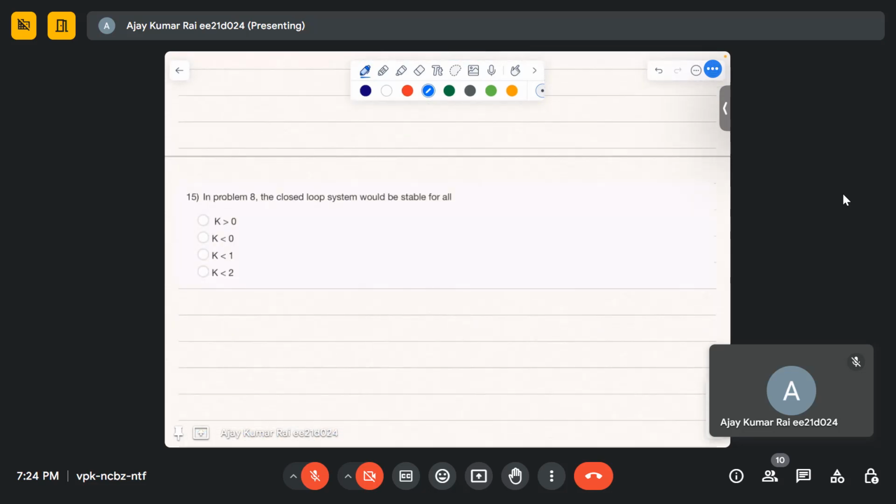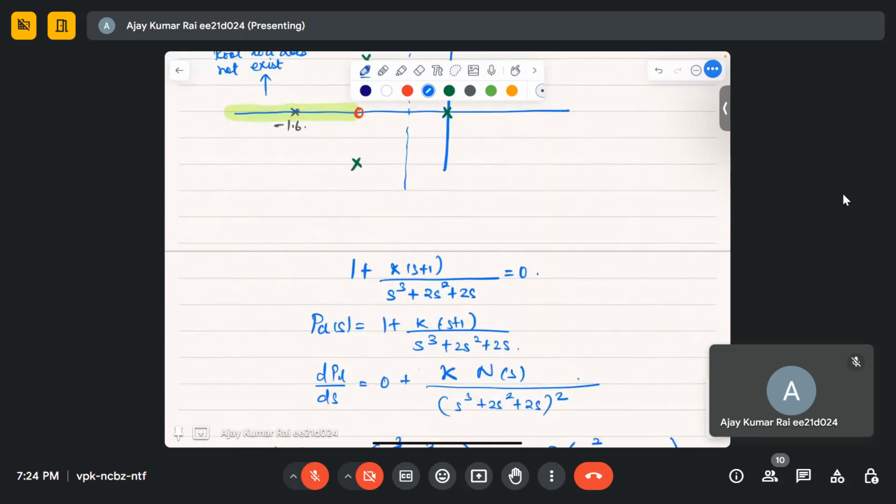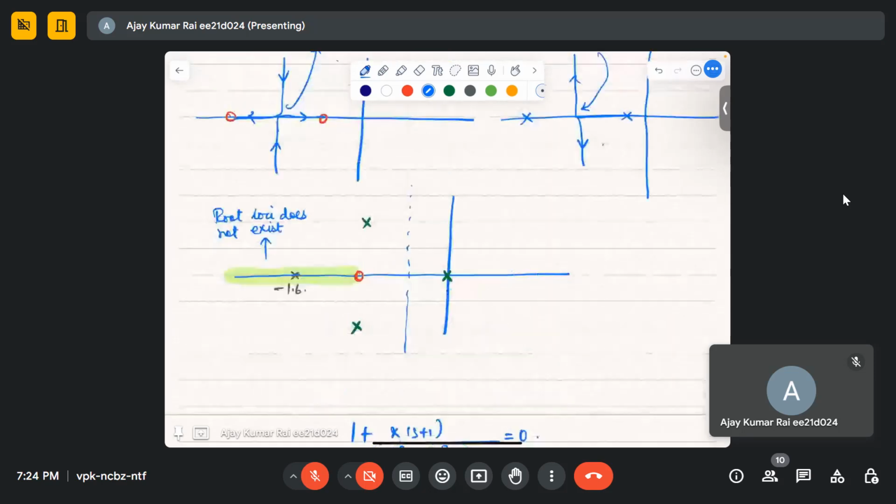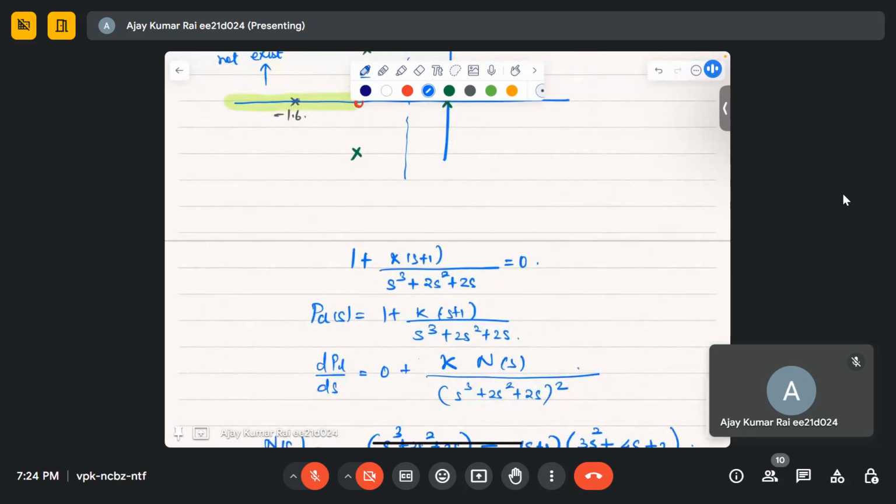So last is, in problem 8, the closed loop system would be stable for. Okay, what was G(s)? G(s) was k into s plus 1.